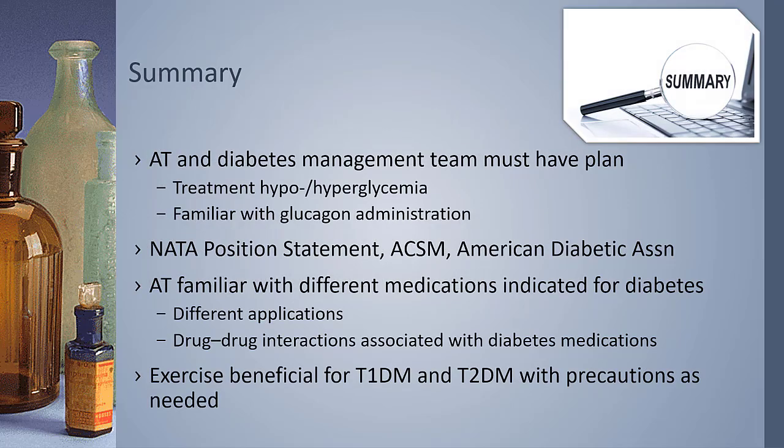Athletic trainers and the diabetes management team must have a plan. We need to have a plan in place to treat both hypo and hyperglycemia, and we need to be familiar with glucagon administration. We need to read the NATA position statement. It would be good to be familiar with the ACSM and the American Diabetes Association position statements regarding diabetes and disordered glucose metabolism as well. Athletic trainers should be familiar with different medications indicated for diabetes treatment. We should be familiar with different applications and drug-drug interactions associated with diabetes medications. Exercise is beneficial for individuals both with type 1 and type 2 diabetes, but we must understand that some precautions are needed as well.